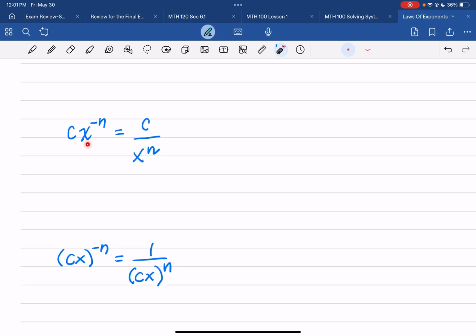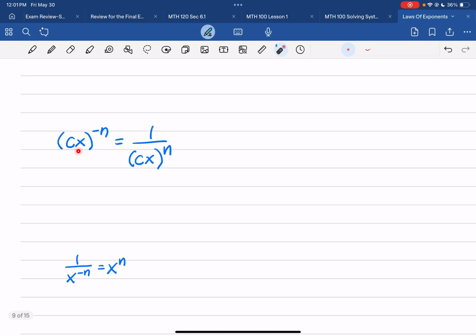If that x to the negative n is multiplied by some coefficient or some number c, the c is not affected by the negative n. The c remains in the numerator, and the base of x goes to the denominator with a positive exponent n.